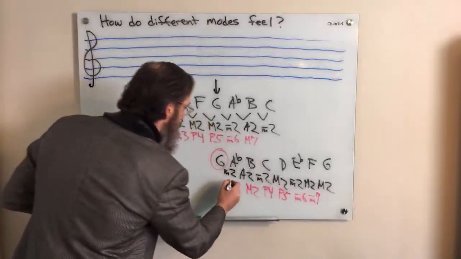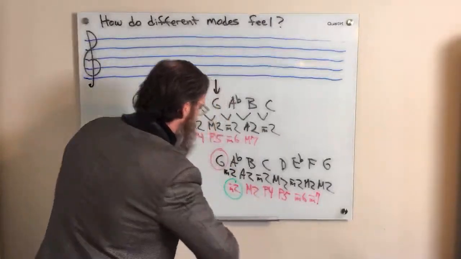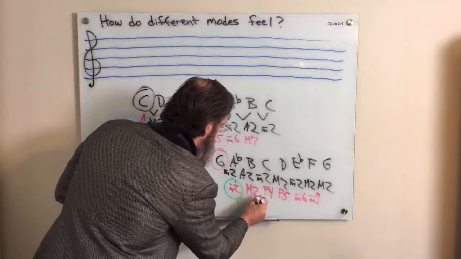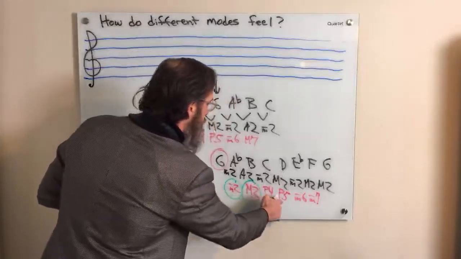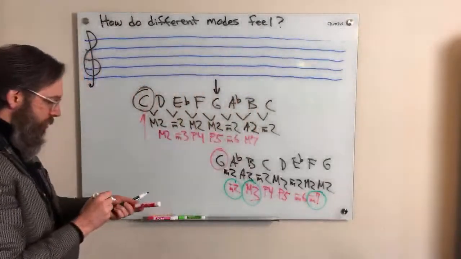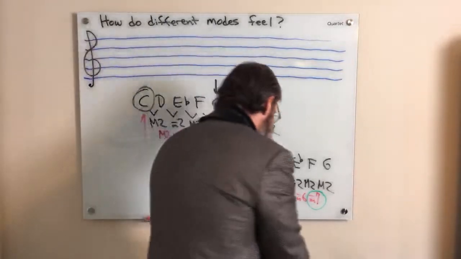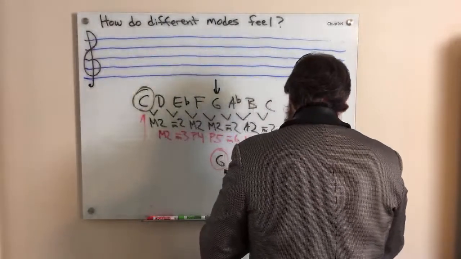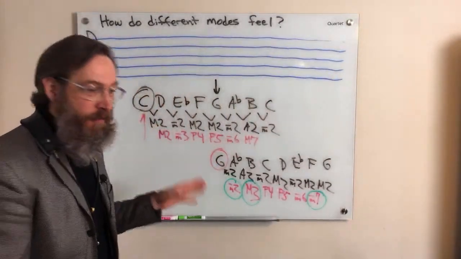What's different? Well, our seconds are different. Oops, I miswrote something here. That should be a 3 right there because it's a major third. Our third is different. Fourth, fifth, sixth are the same, and our seventh. So 3 intervals are different. And let's listen and hear how that change feels differently.